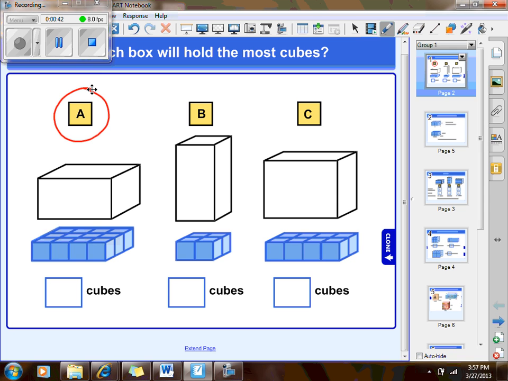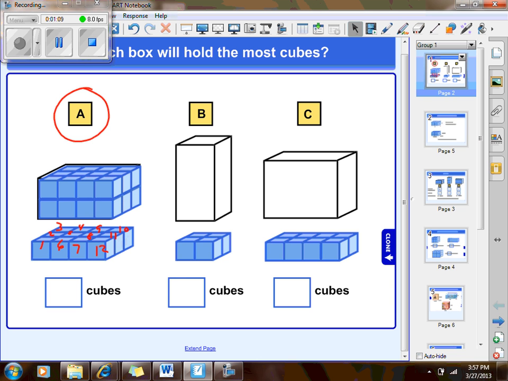Simply, I'm going to count the blue cubes first. 1, 2, 3, 4, 5, 6, 7, 8, 9, 10, 11, 12. So I have 12 cubes in this first block. Now I'm going to take that block and I'm going to fill my box. It's going to take me 1 cube. It's going to take me 2 cubes, and my box is full. So the total number of cubes it took to fill my box is 24.